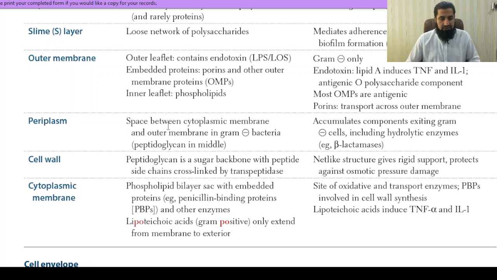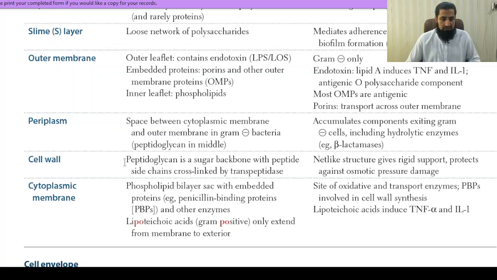Periplasm is the space between the cytoplasmic membrane and outer membrane in gram negative bacteria, only in gram negative bacteria. Peptidoglycan is in the middle. The function of this space is to accumulate components exiting gram negative cells, including hydrolytic enzymes, for example beta-lactamase.